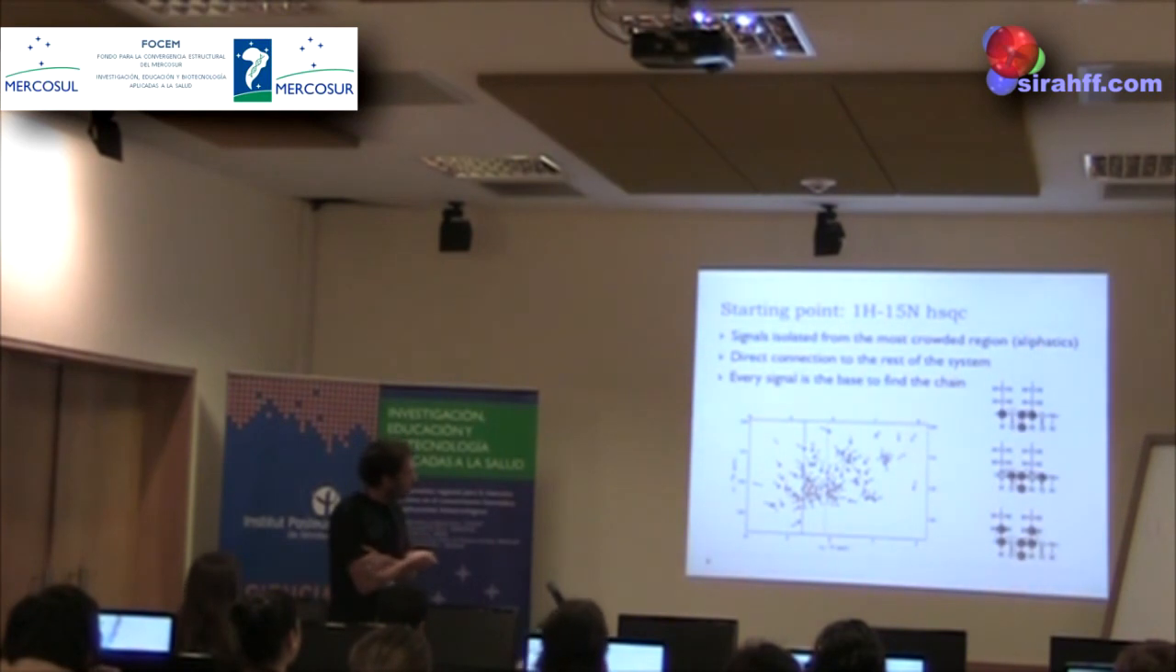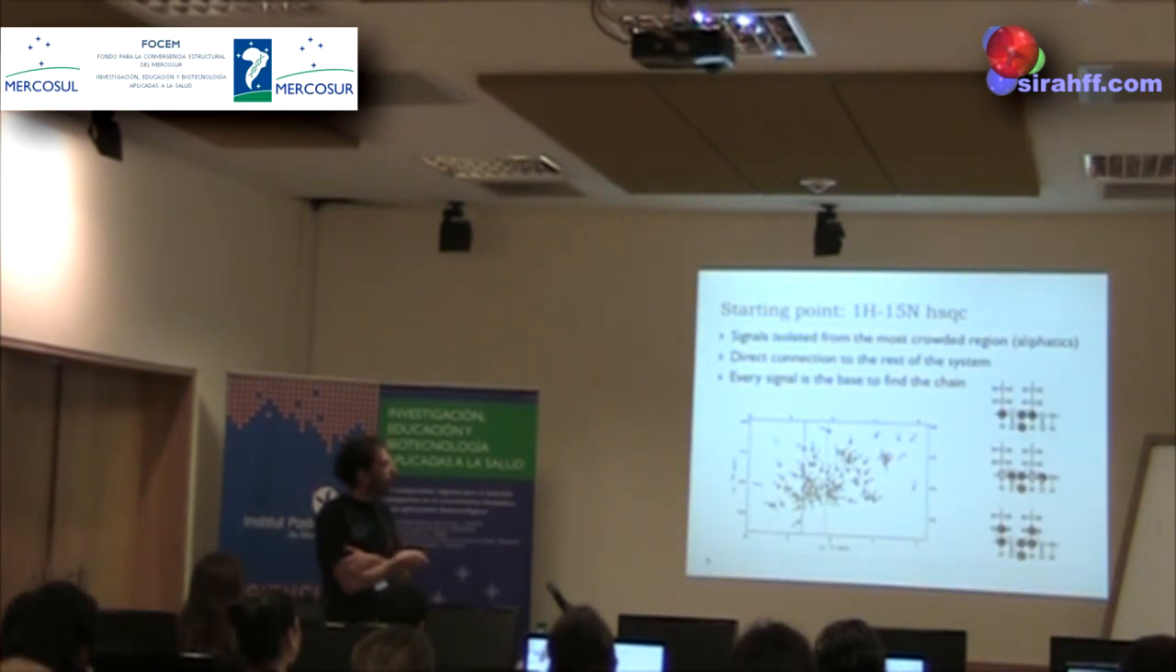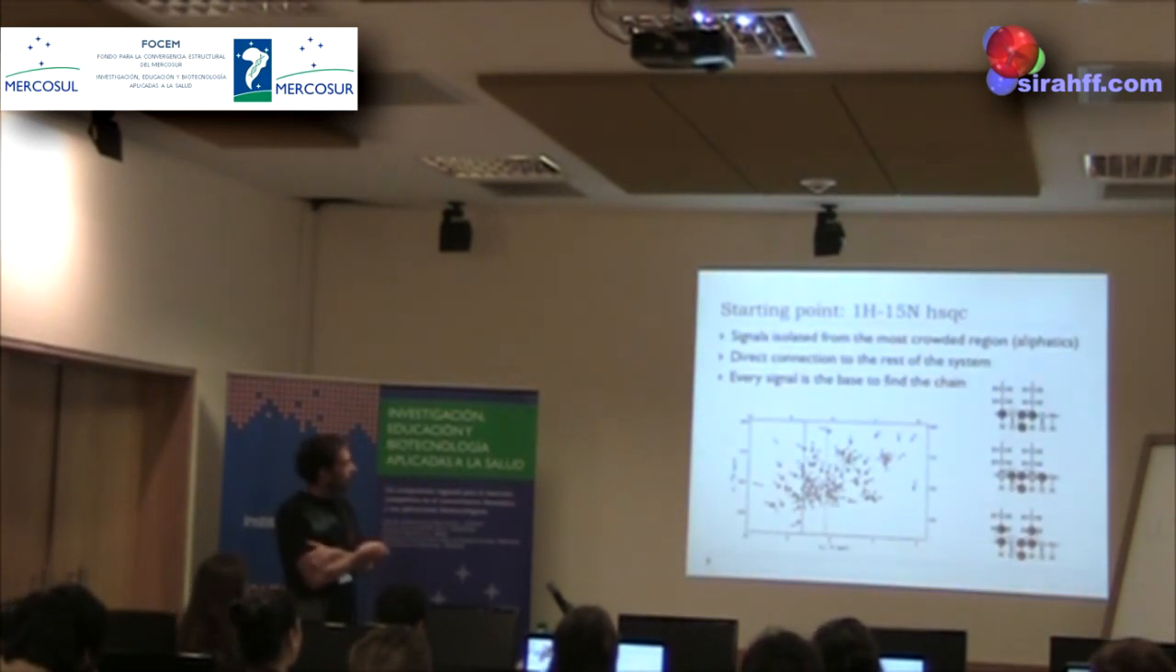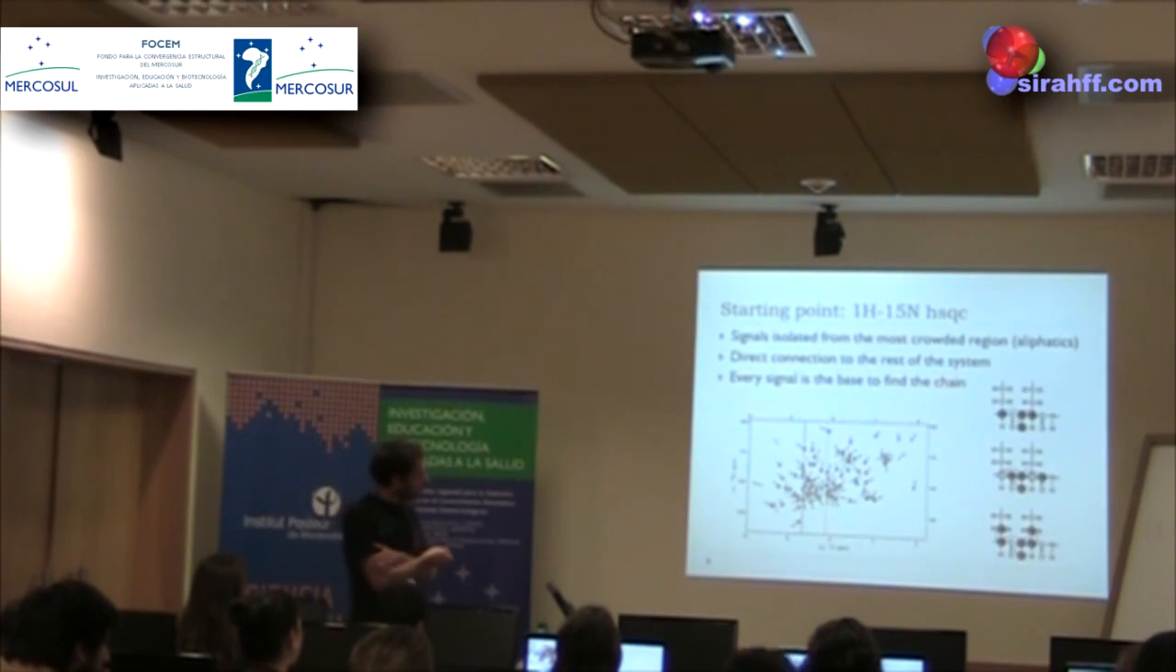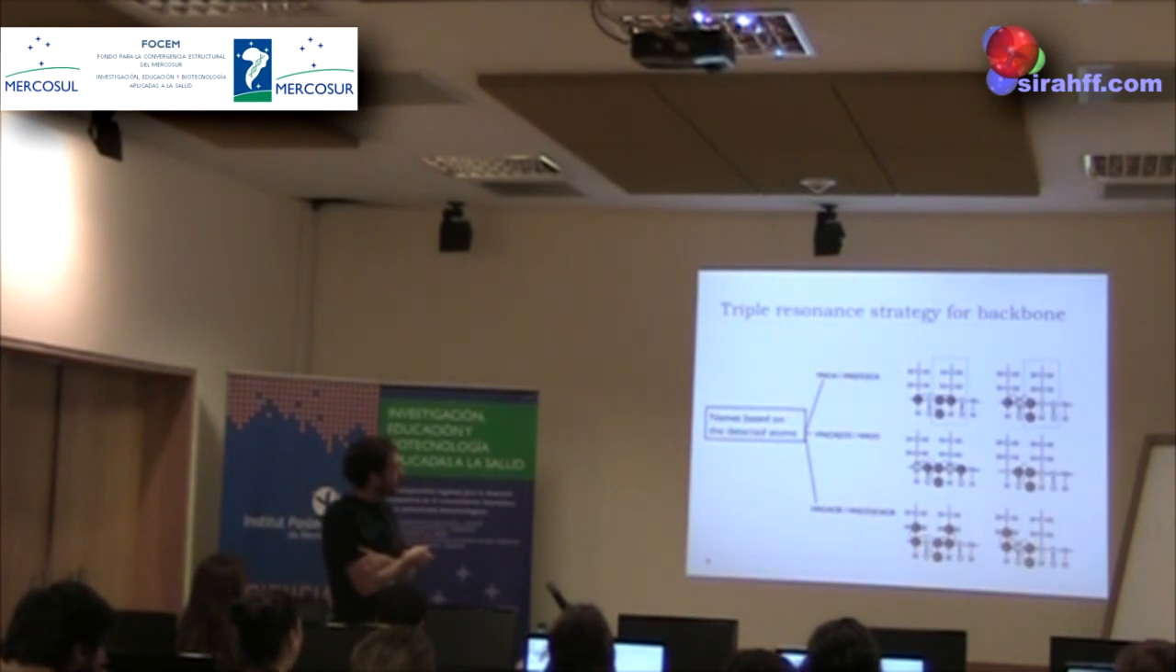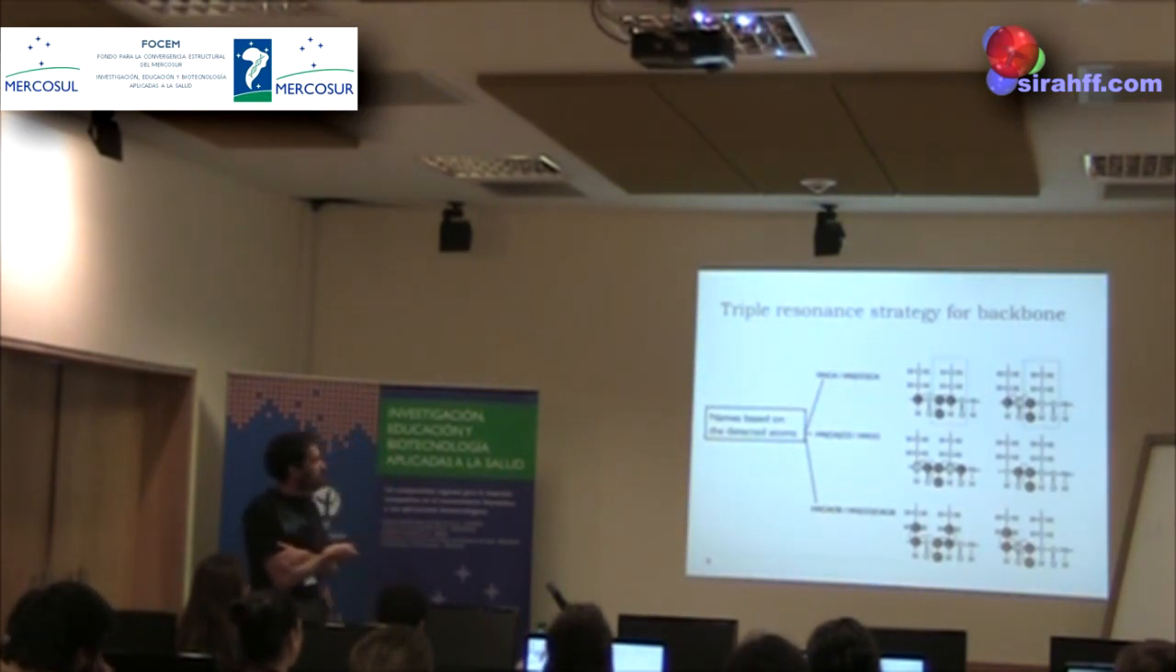And for assignment, we use this spectrum as the base, right? Because these NH groups are connected to the rest of the nuclei of the residues. And what we do is see what the resonances are. Say you step on this signal and you see the resonances of the carbons, protons, and side chain carbons that are attached to this particular NH. And you can go through the backbone by measuring frequencies of alpha carbon, carbonyl carbons, and beta carbon.